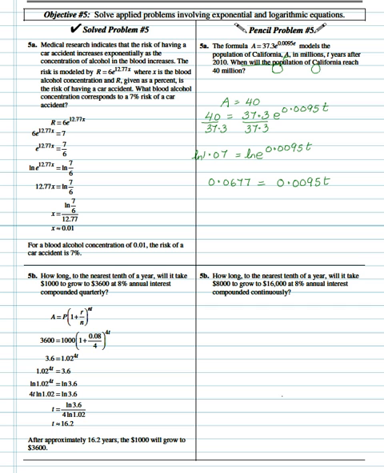0.0095 t. To find t, I simply divide both sides by 0.0095. So my t value would be, I would end up getting, 7.12. And so that would be approximately in the year 2017. Remember, t is years after 2010.